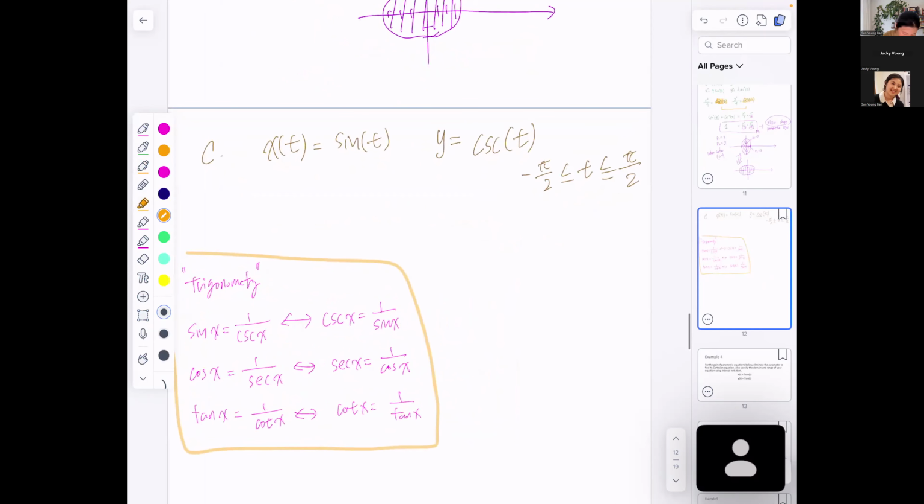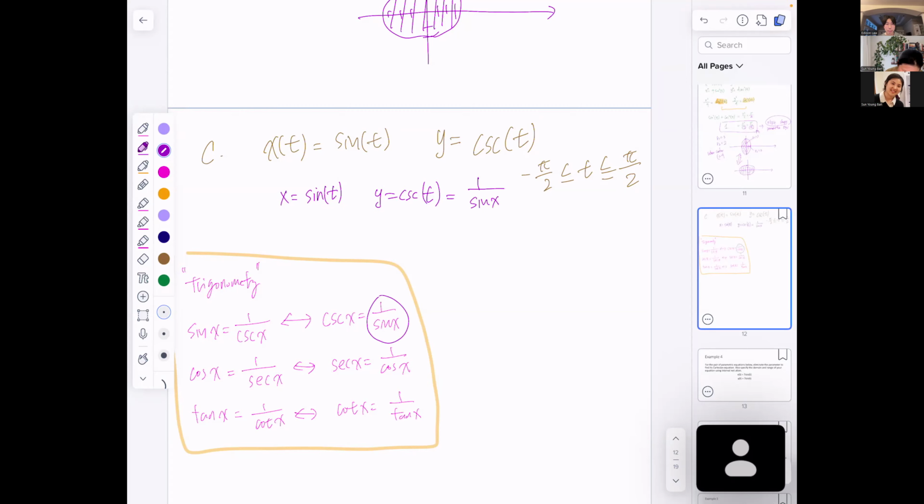So here, let's continue. What happened? The x function is a sine. So x equals sine t, and y equals cosecant t. Sorry, that should be t. Sine t. Nobody is comfortable with cosecant, secant, cotangent, so I'm going to change it. This is the same as what? 1 over sine t, right?